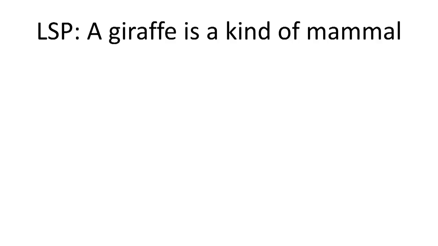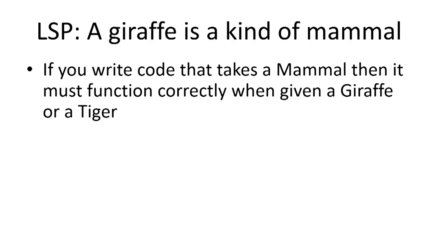The Liskov substitution principle. This is one of the more sort of highfalutin computer science principles. But basically, it comes down to a giraffe is a kind of mammal, a mammal is a kind of animal, an animal is a kind of thing. If you write some code that takes a mammal, then it must function correctly when you give it a giraffe, and it must function correctly when you give it a tiger. Basically, the Liskov substitution principle is that polymorphism has to work. You have to design your programs so that they are not saying, well, I said this method takes any mammal, but in fact, I only accept tigers, ocelots, and platypuses. I don't accept giraffes.